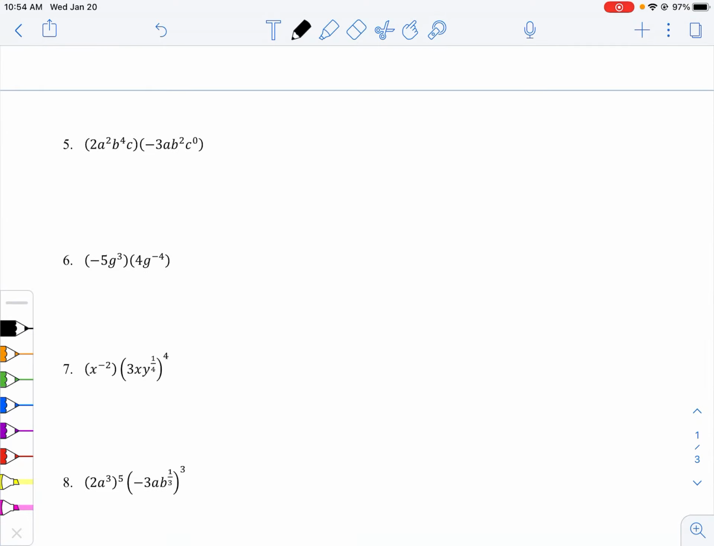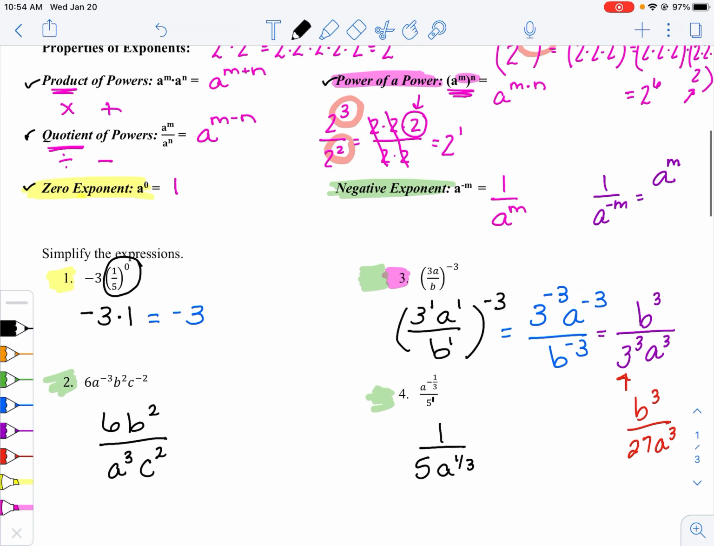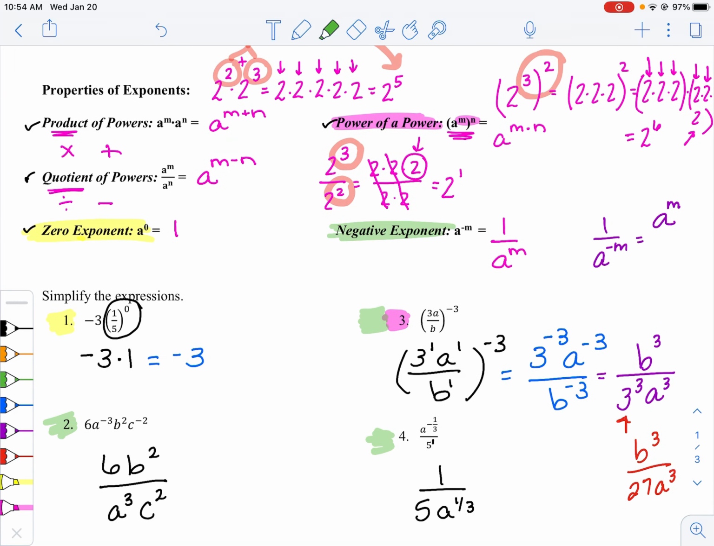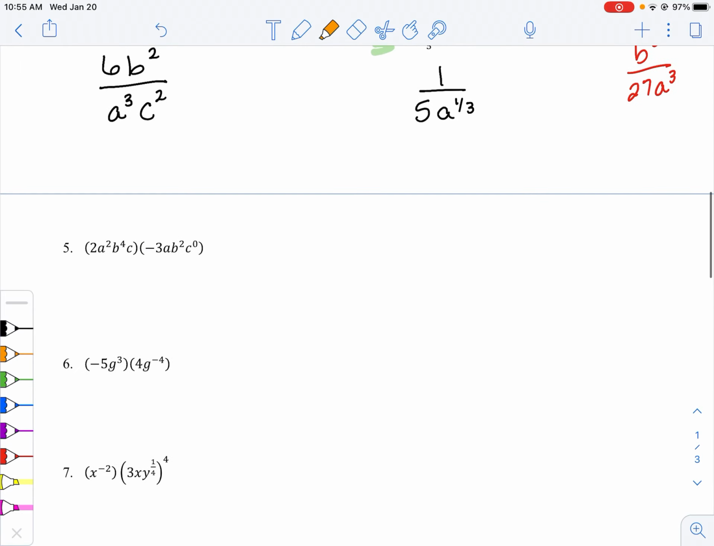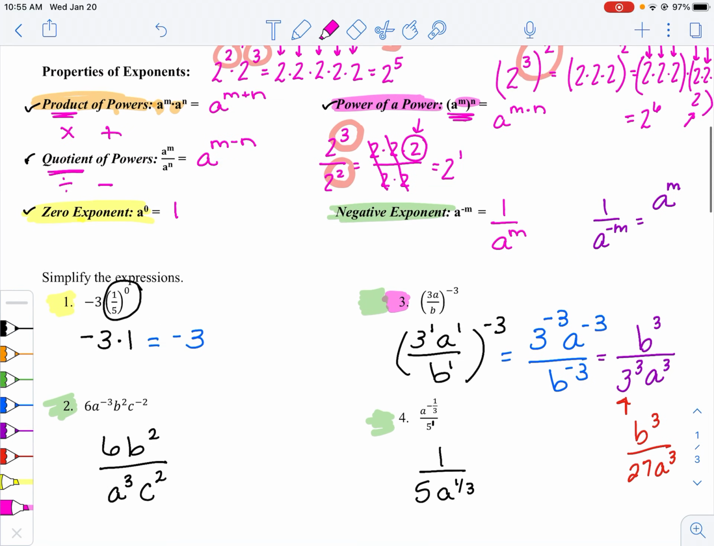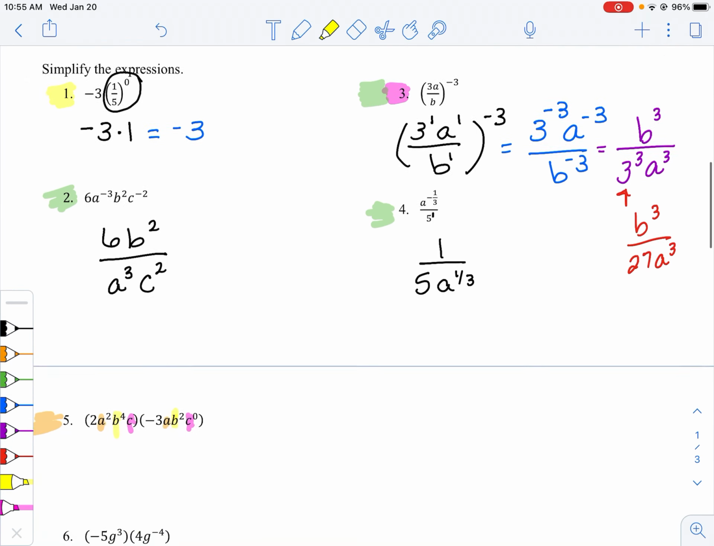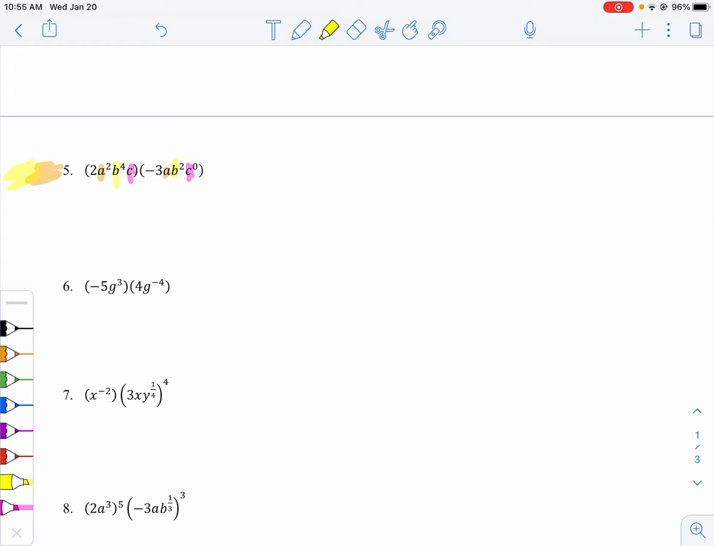All right, so now looking at number 5, I have 2a to the second, b to the fourth, c, times negative 3a, b to the second, c to the 0. So this one, looking back at our 5 rules, is using product of powers because I've got 2 of the same base. I've got 2 a's, and I also have 2 b's. And I also have 2 c's. It's also an example using that 0 exponent, so we might have to consider that as well.